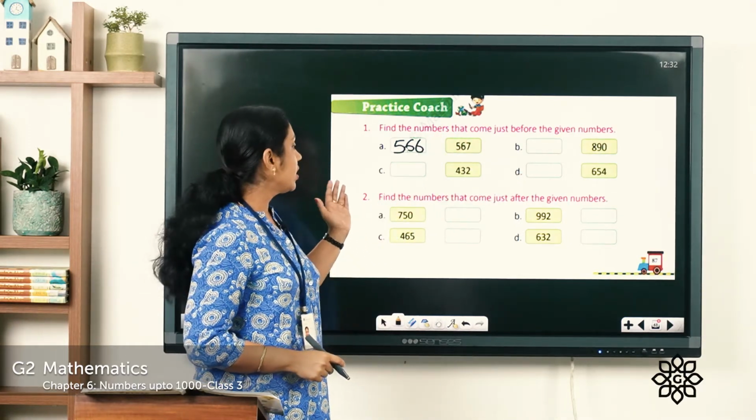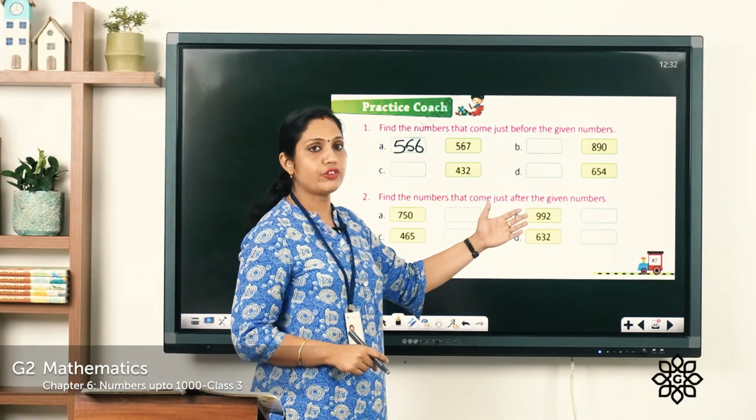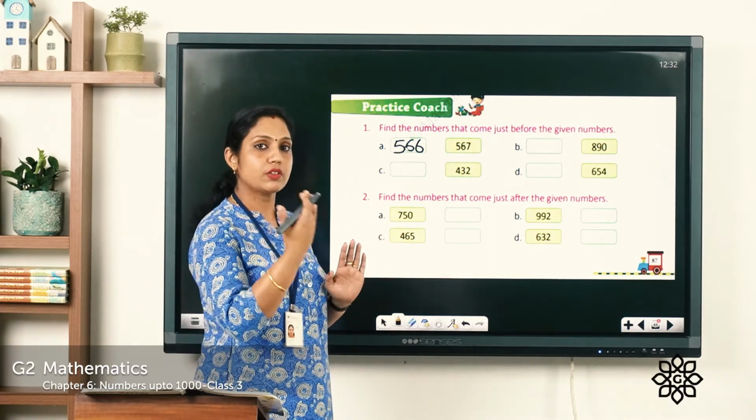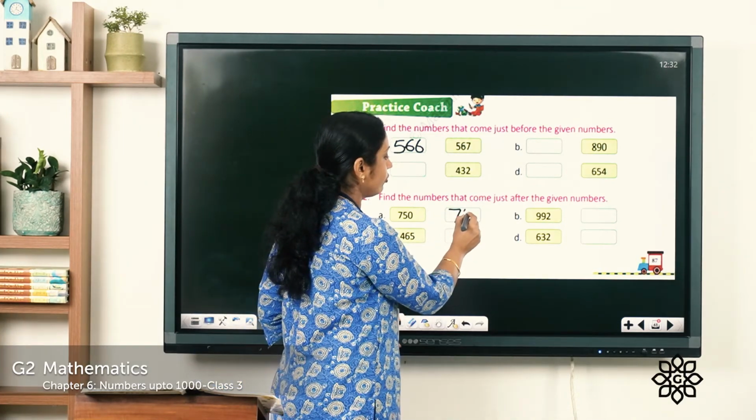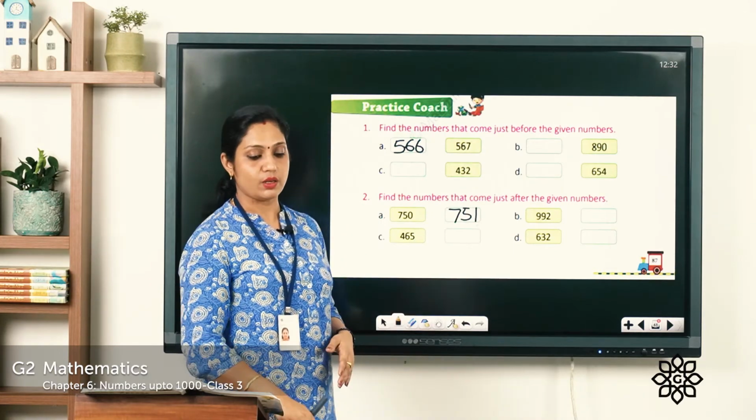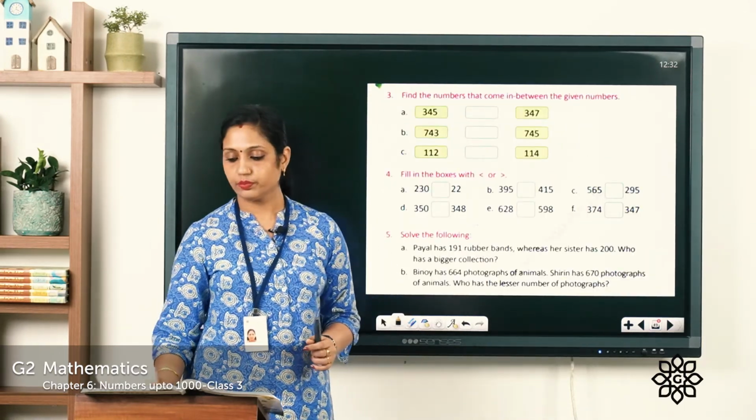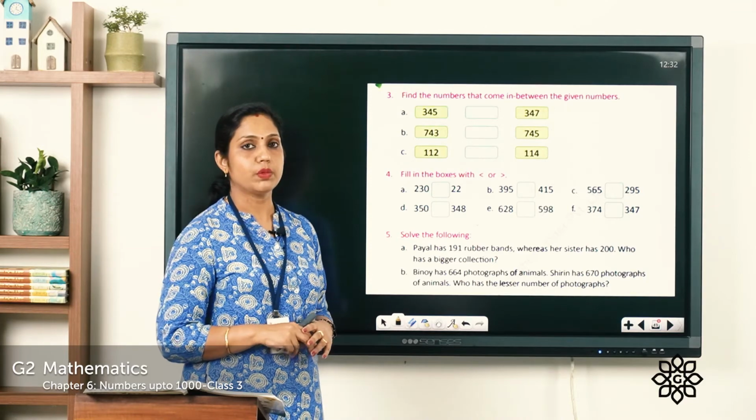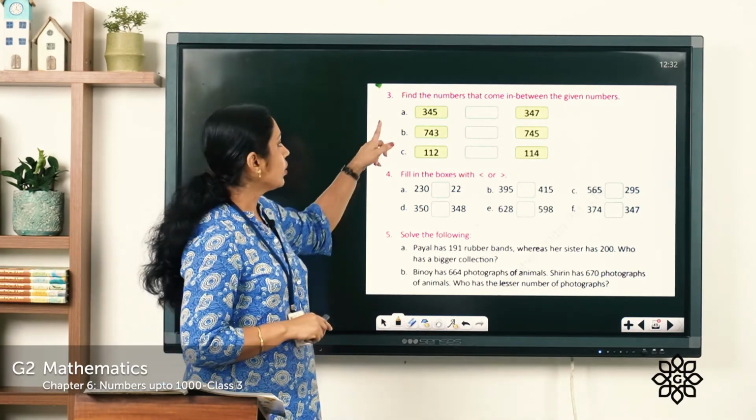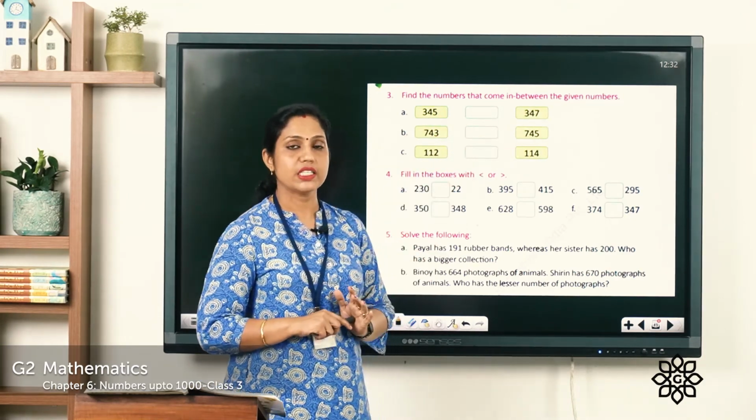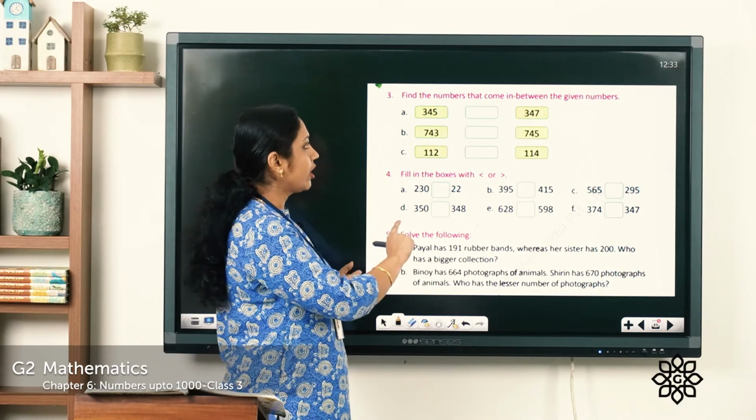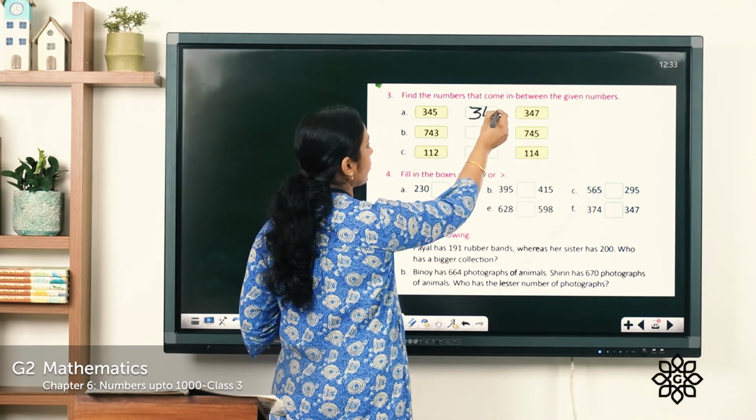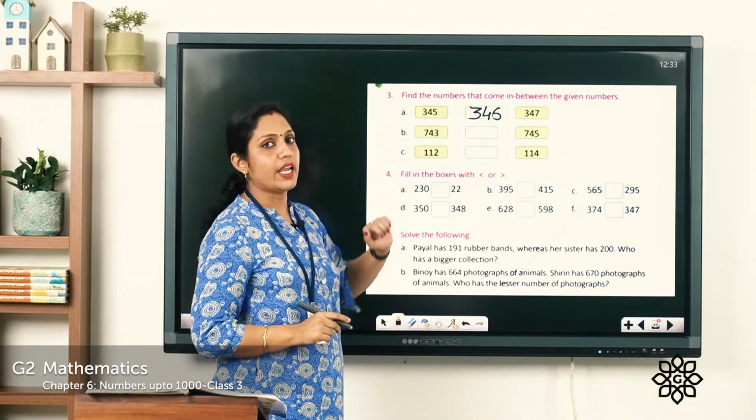Next, let's move on to the second question. Find the numbers that come just after the given numbers. So A, it is 750. So what comes after 750? It is 751. Similarly, you can complete this exercise also. Now page number 88. The third question. Find the numbers that come in between the given numbers. So A, we have 345 and 347. So which number comes in between? 345, 346, 347. So the number is 346. So complete the rest of the exercises.